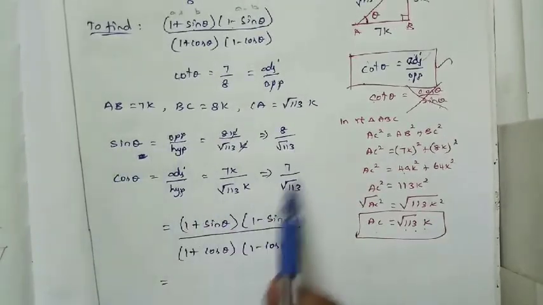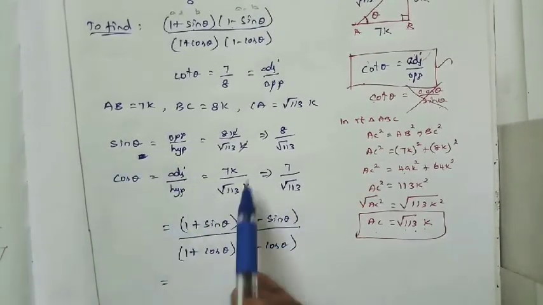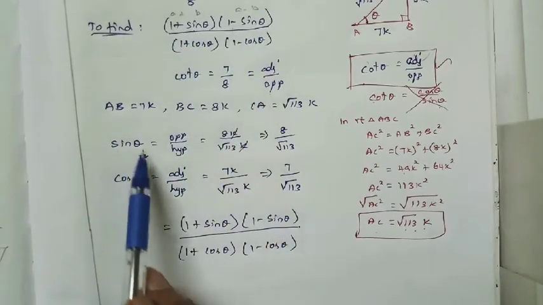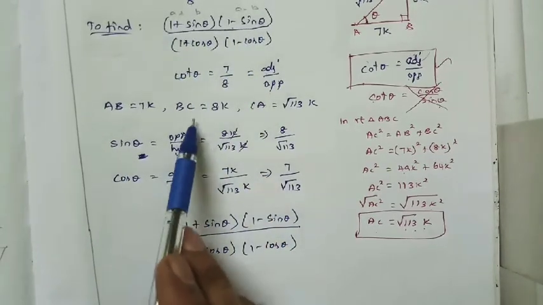Here, before simplifying, first we can find the value of sin theta and cos theta. Sin theta is equal to opposite by hypotenuse. What is the opposite side?